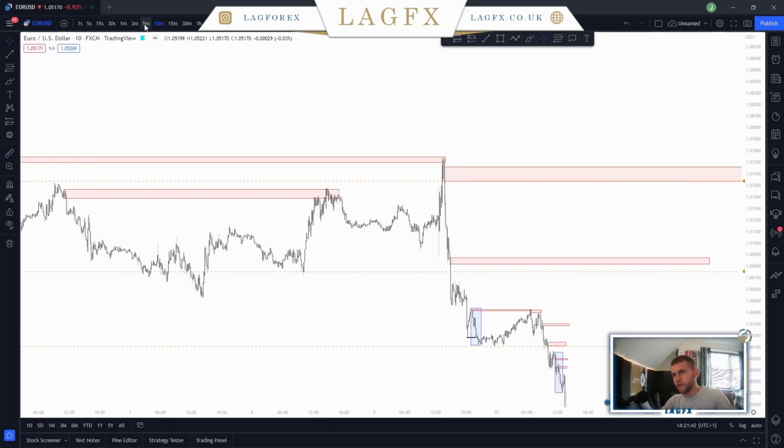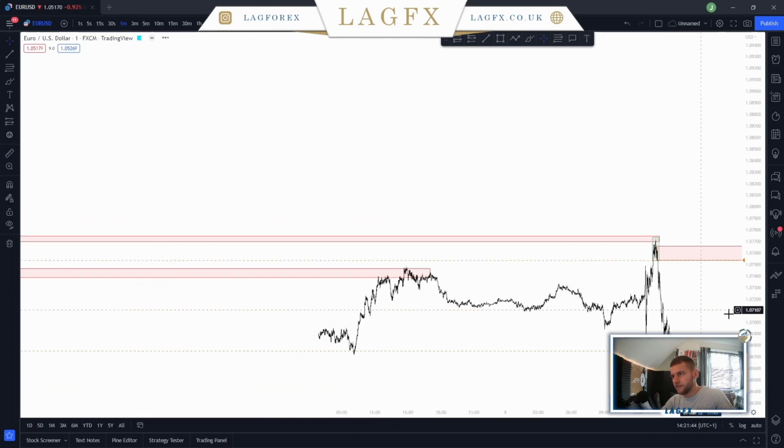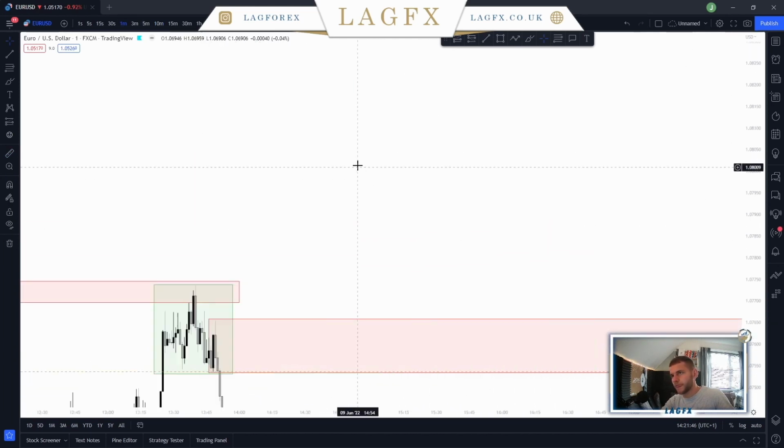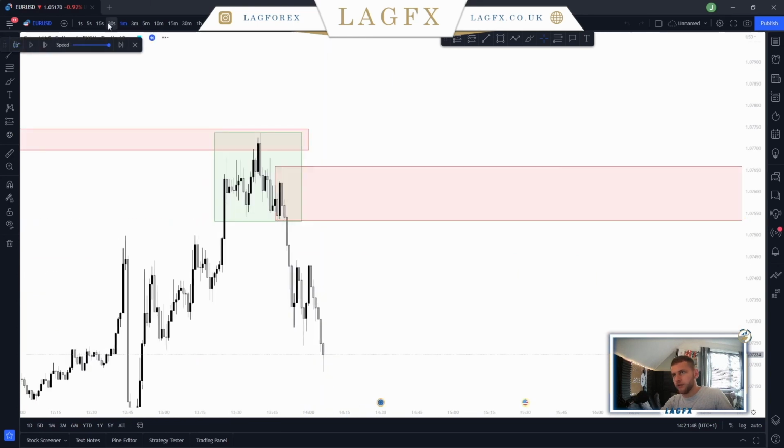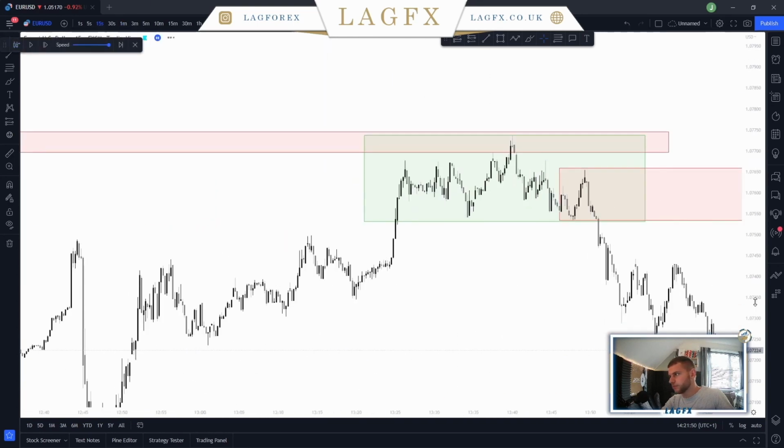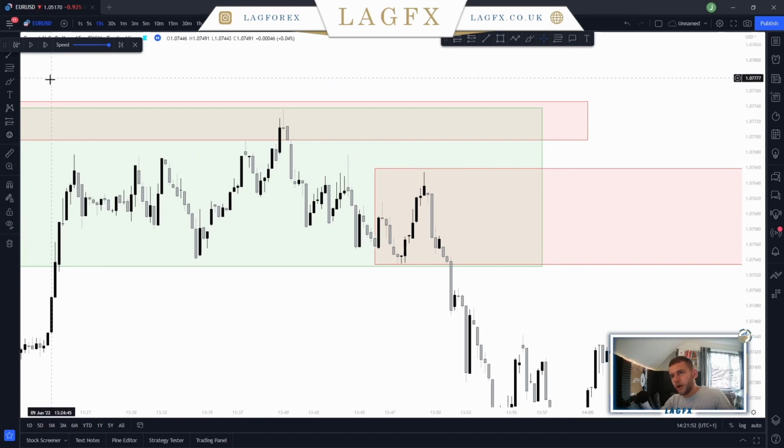Now, had we got involved, as I was saying, if we'd gone back to this region, let's actually go down to a lower time frame, and we would have taken the last buy candle to sell.